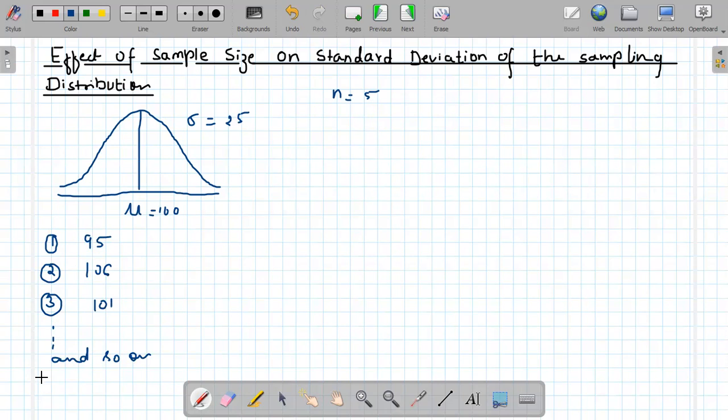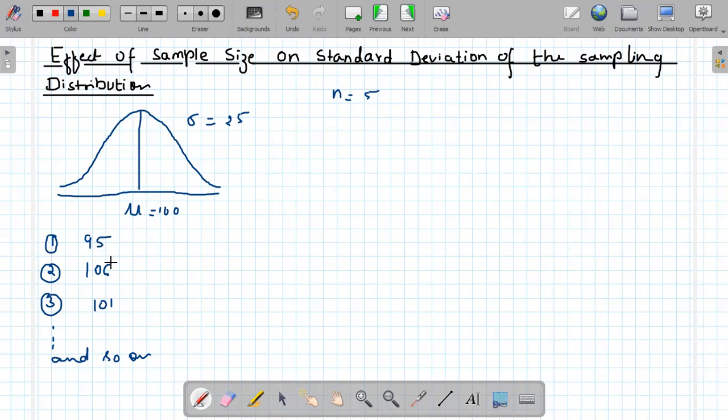You can see some values of sample mean are smaller than 100 and some values are greater than 100. It means that there is as much chance for the sample mean to be above the population mean as there is for it to be below the population mean. Right?